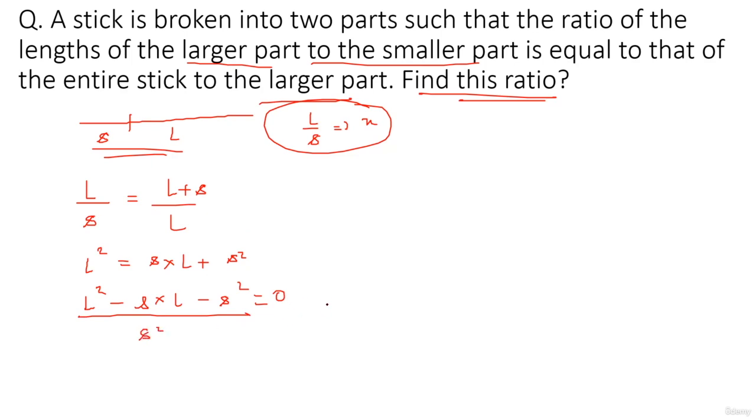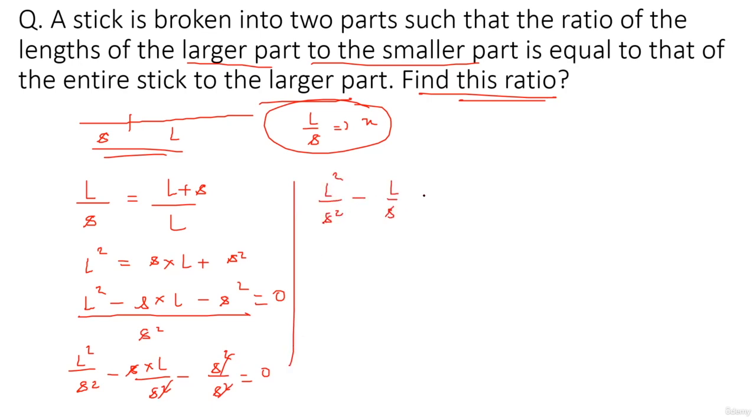Anyway, 0 upon S square will be 0. L square upon S square will be here, minus S into L divided by S square, minus S square upon S square. This entire thing is 0. Here S will cancel, and this becomes 1. So basically the equation now becomes L square upon S square minus L upon S minus 1 is equal to 0. But we have to find out the value of L upon S, right?